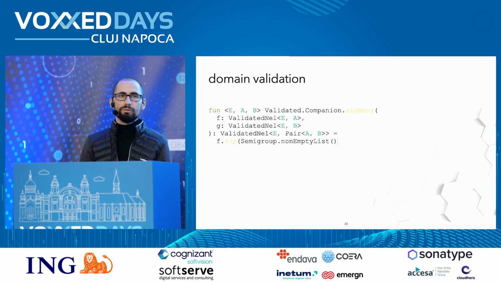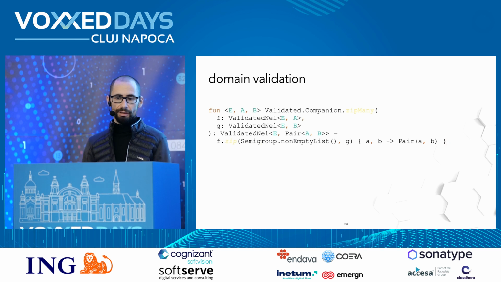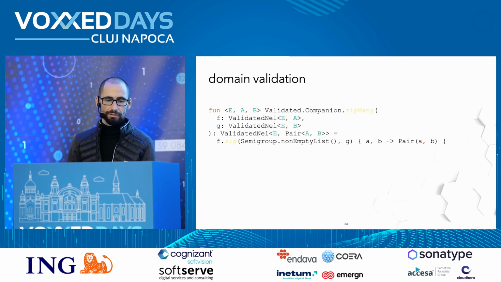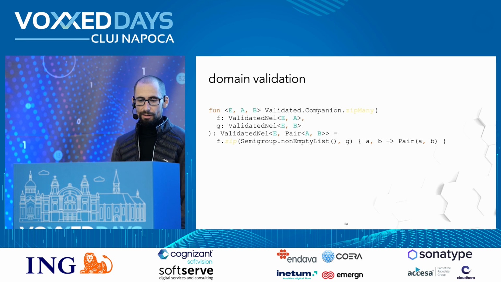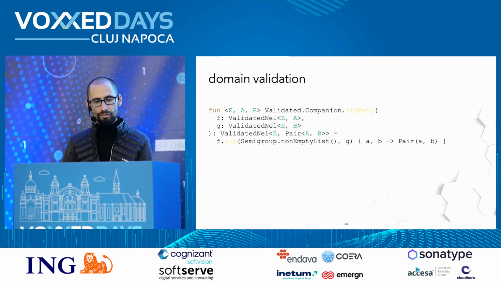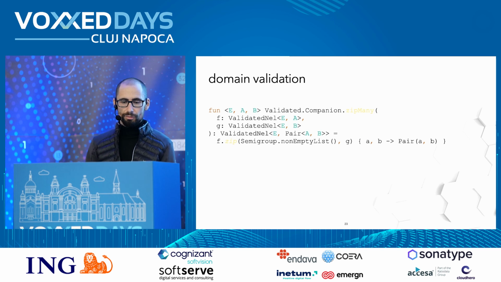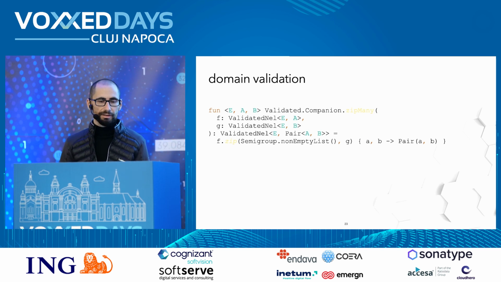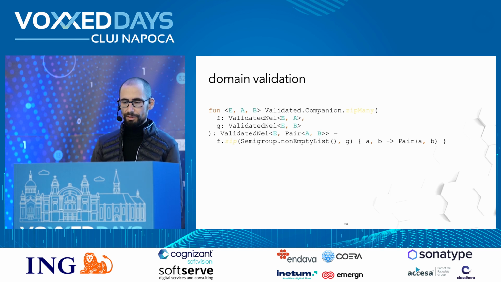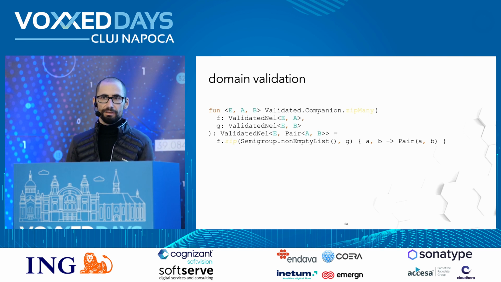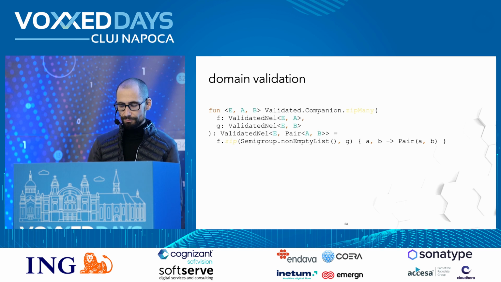Another thing that we can do, this is not part of Arrow, this is an extension function that we are using because for validation we use a lot of Validated NEL. In order to hide the usage of semigroup at each zip, we've created an extension function, zipMany, that is doing exactly that. And you can override this for as many Validated NEL as you need.